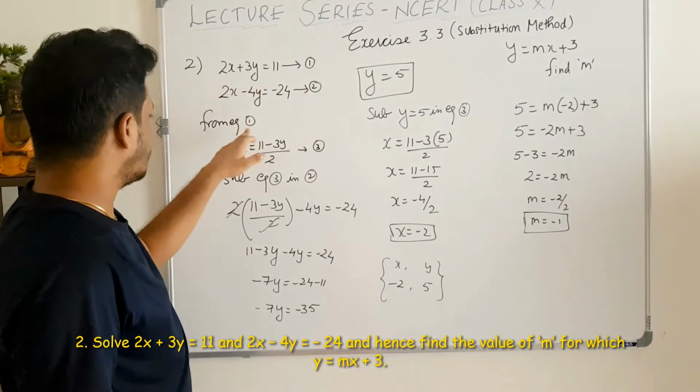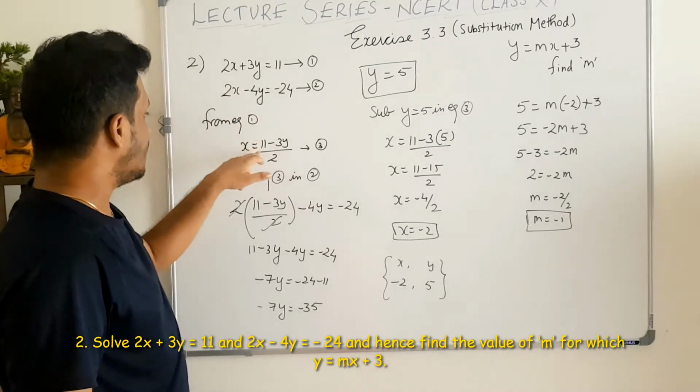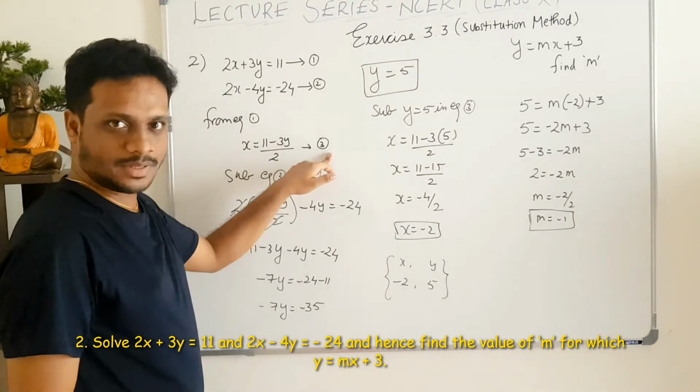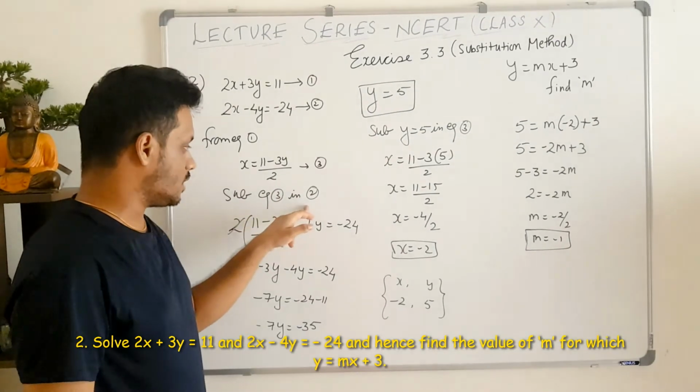So I have taken the first equation, and from that I have obtained x as 11 minus 3y by 2. So this becomes my third equation. I am substituting equation 3 in 2.